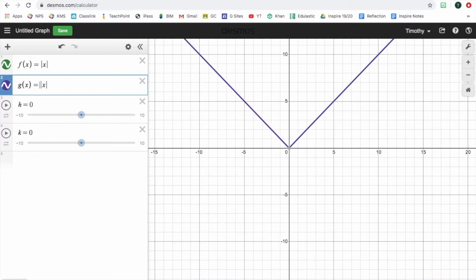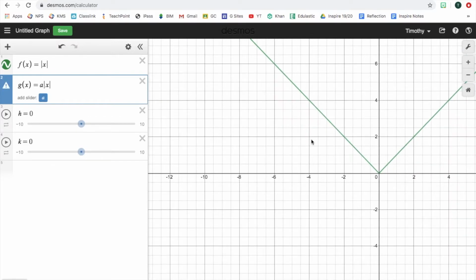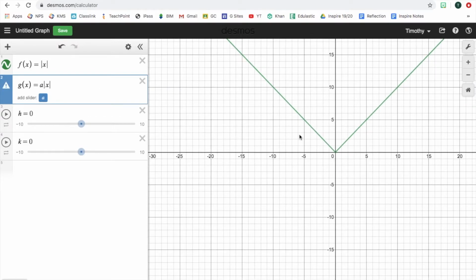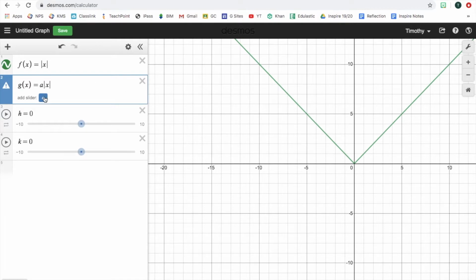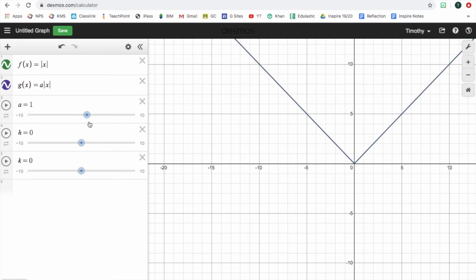The stretch and the shrink seem to be the hardest part for people to grasp. So we will start with a vertical stretch. That is when a is on the outside. When a is on the outside, if I increase a here, pick a point. So right here, we'll say 2. Close enough. There we go.